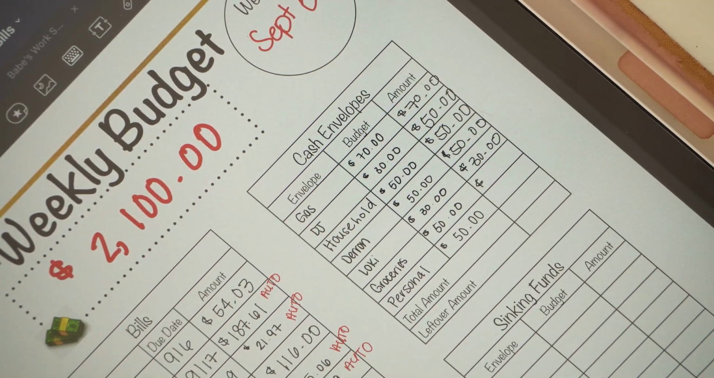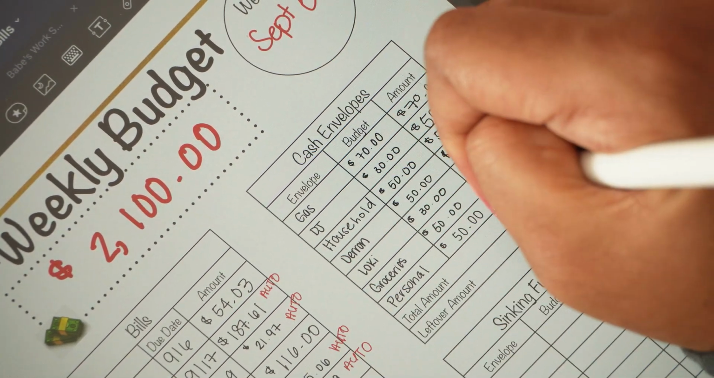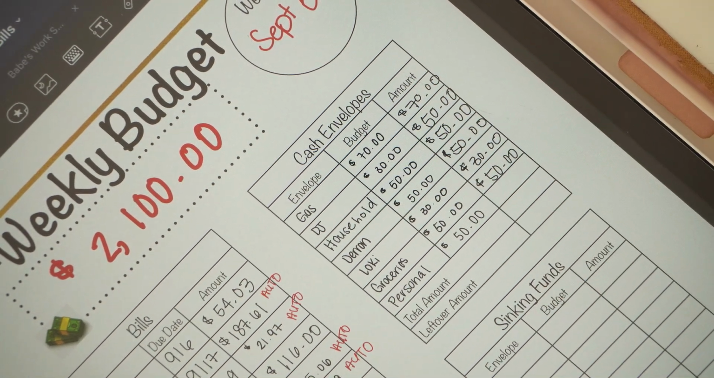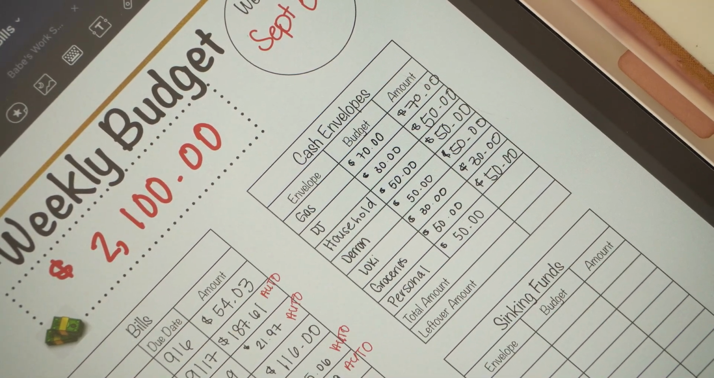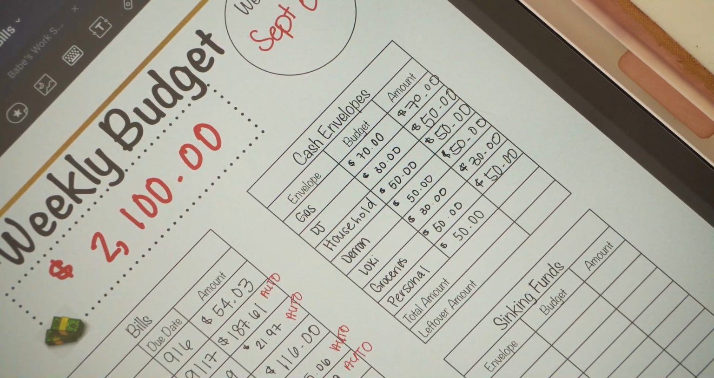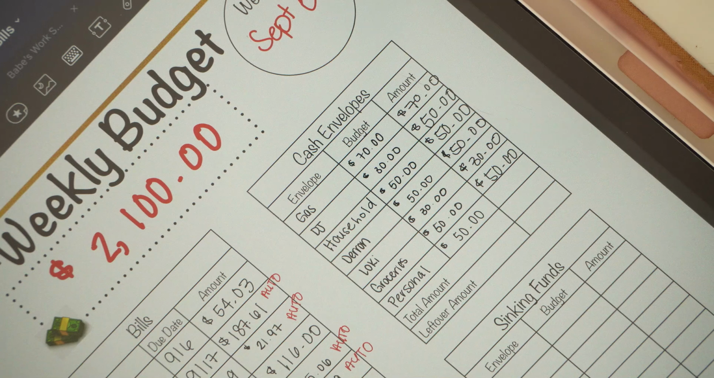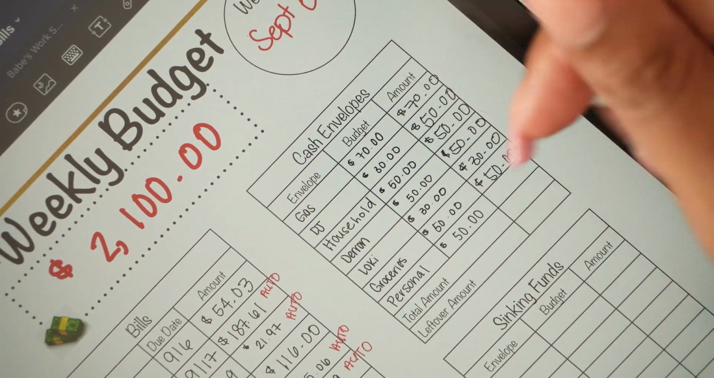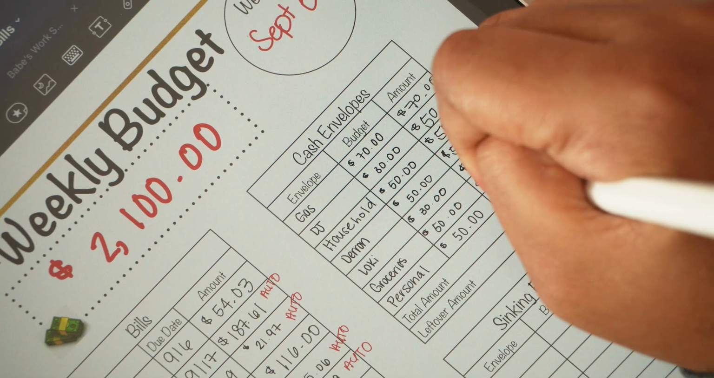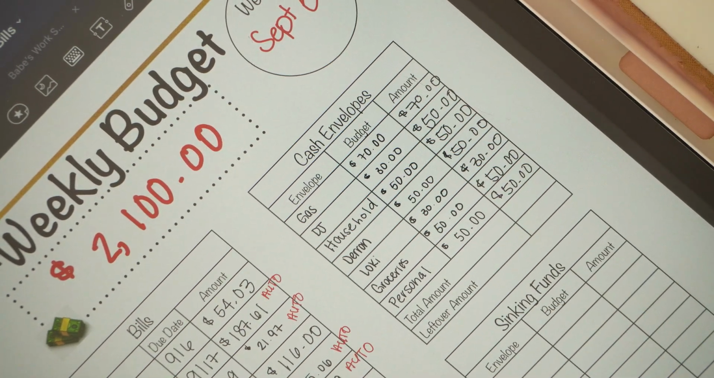So for groceries, I'll only put $50 aside, and I actually transfer that into a different checking account. And when I go get sides and things like that, I spend it out of that checking account. But I always just budget $50 for that. And then personal, that is mine, another $50.